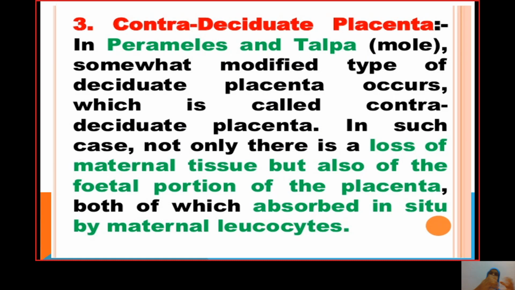What happens when the baby is born? Some part of the fetal placenta is lost, and some part of the maternal placenta is also lost, but it is finally reabsorbed by the mother. Maternal leukocytes reabsorb the lost placenta inside the uterus. This is contradeciduate, which has a contrasting, different type of placenta.